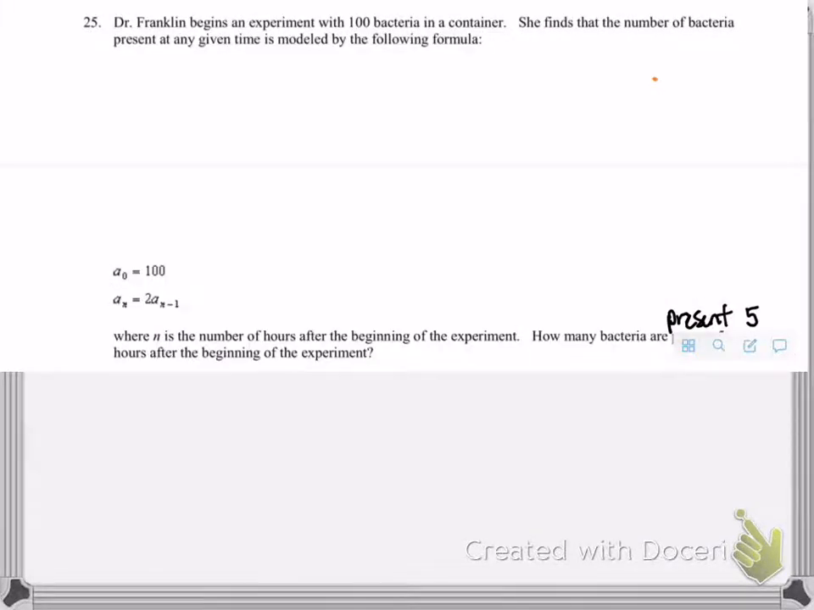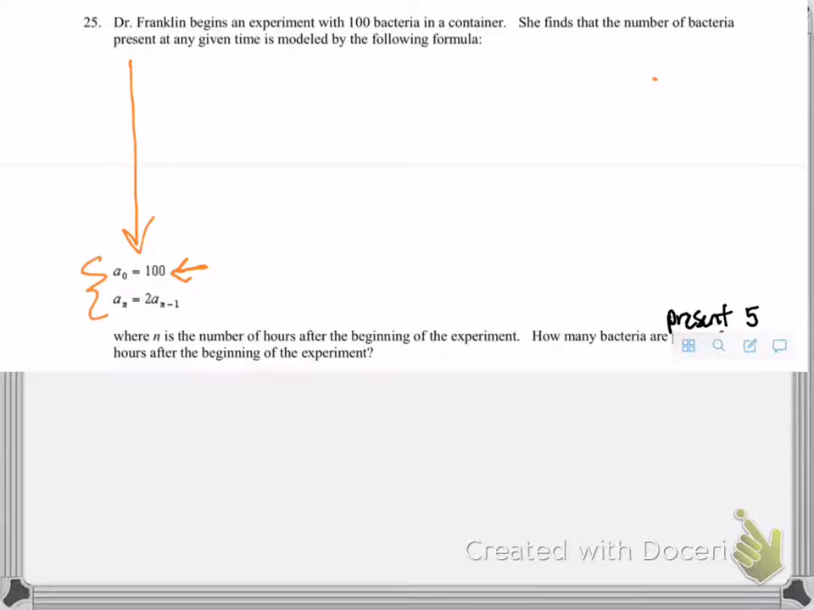Number 25, Dr. Franklin begins an experiment with 100 bacteria in a container. She finds that the number of bacteria present at any given time is modeled by the following formula. And then I had a big jump because a page got interrupted. A sub 0 equals 100, and A sub n equals 2 times A sub n minus 1. N is the number of hours after the beginning of the experiment. So 0 hours after the beginning we had 100 bacteria, and we can continue calculating how many bacteria we have present using this recursive formula that they've given us.